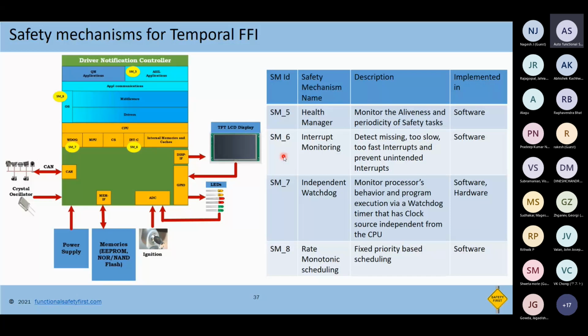So thereby, there is a very well-designed system where every task is running at a defined amount and periodicity that is predetermined carefully, and thereby interferences are prevented by a good design. So these are the safety mechanisms for the system from a timing FFI point of view. Next slide, please.